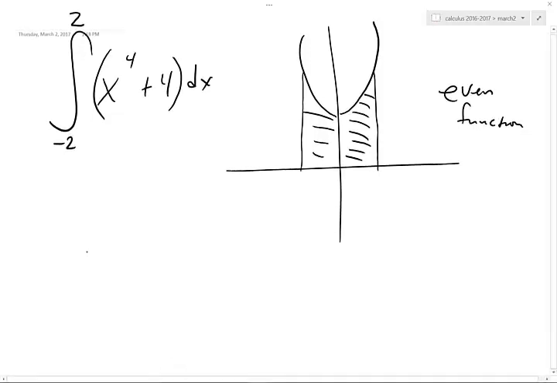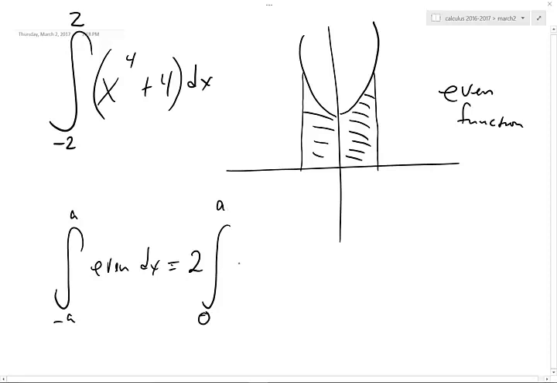So watch. In the future, when you see one of these, and actually you will see some of these later on this year, I'm going to write even function here. I could rewrite that as 2 times the integral from 0 to a of this even function. Does that make sense? I could find it from one side and then double it. Okay? We will use that trick later on. I just mention it now.